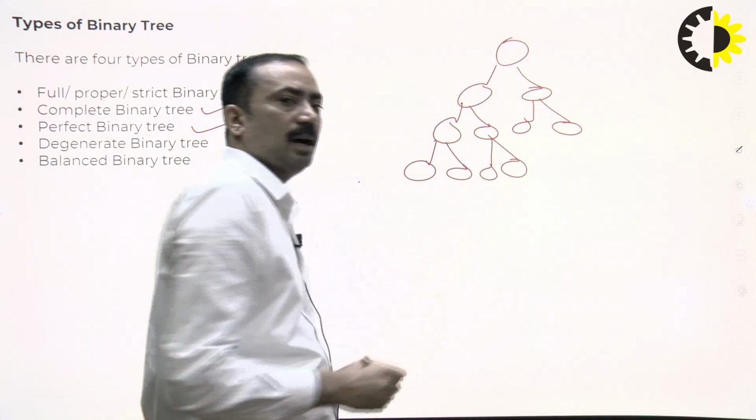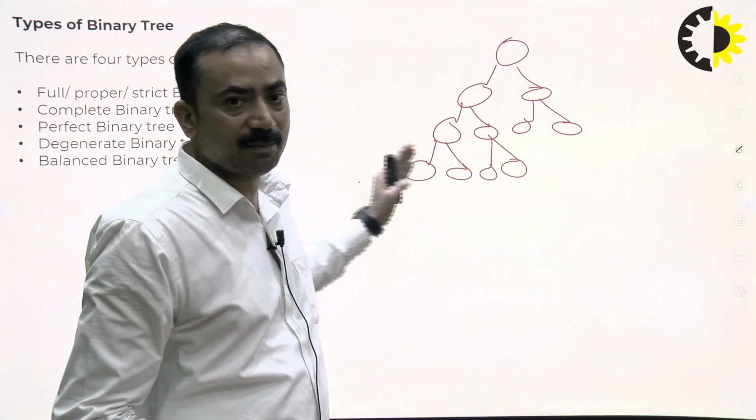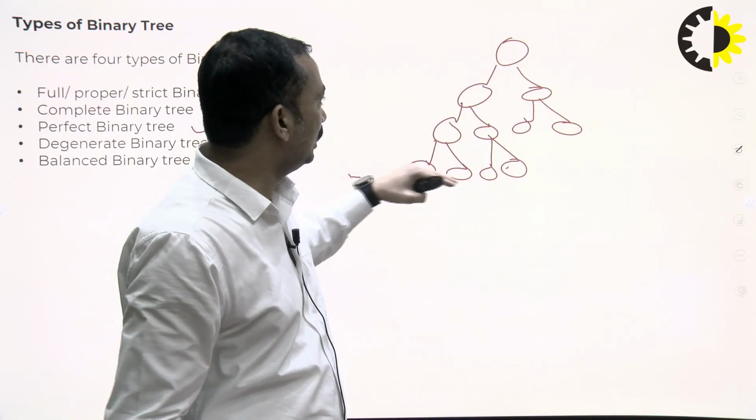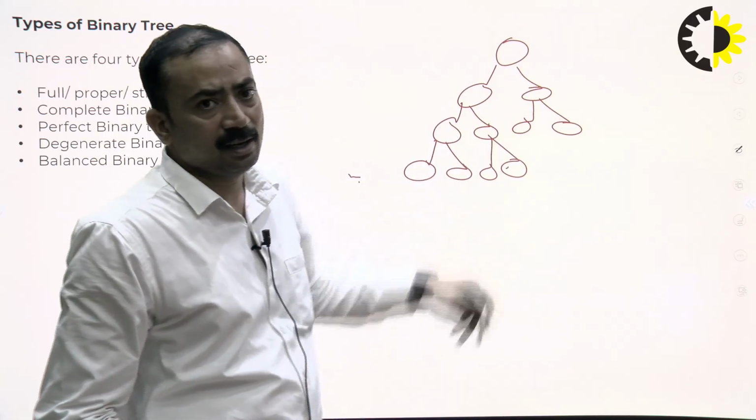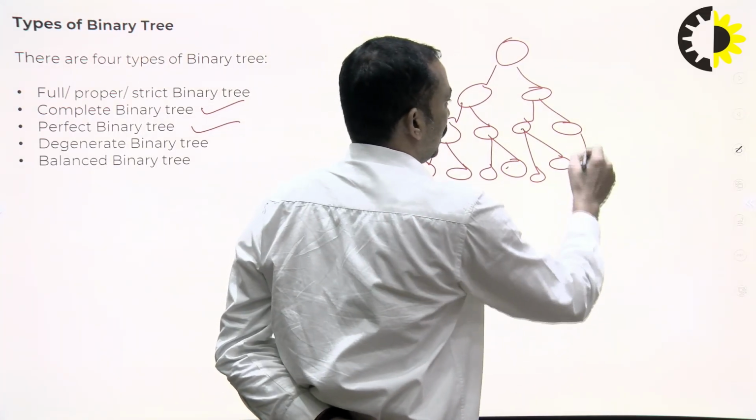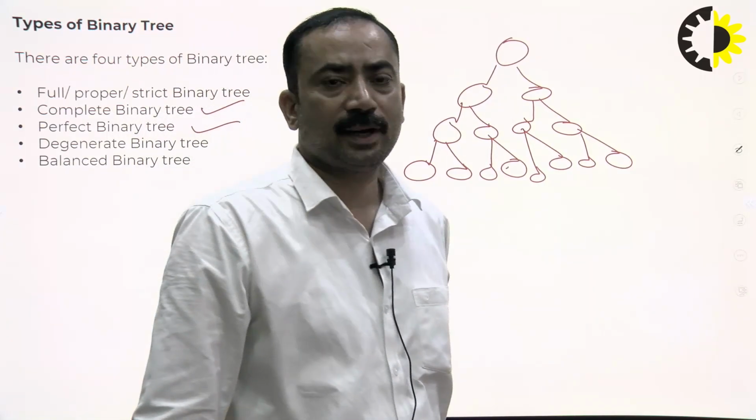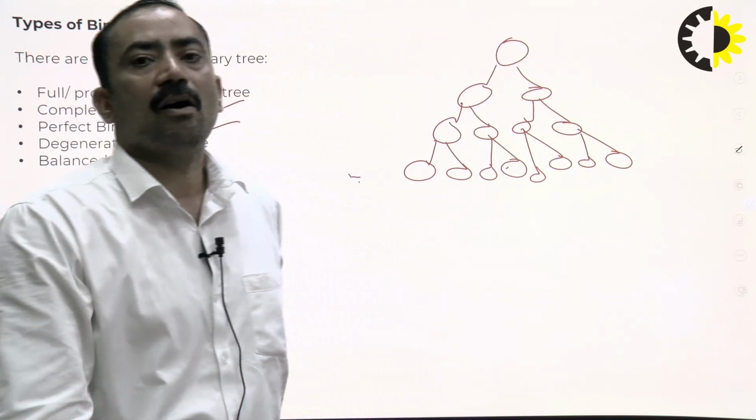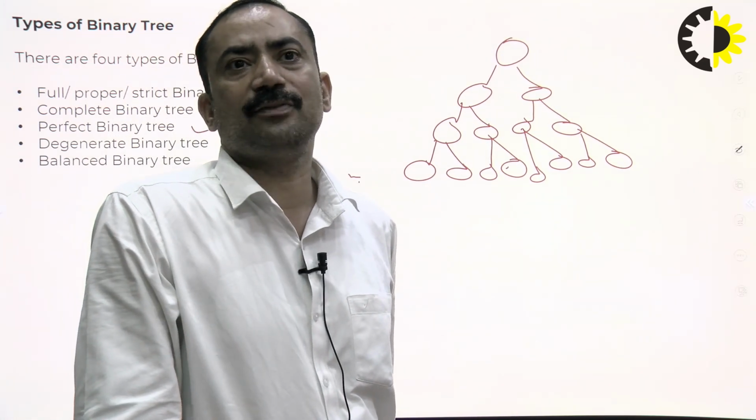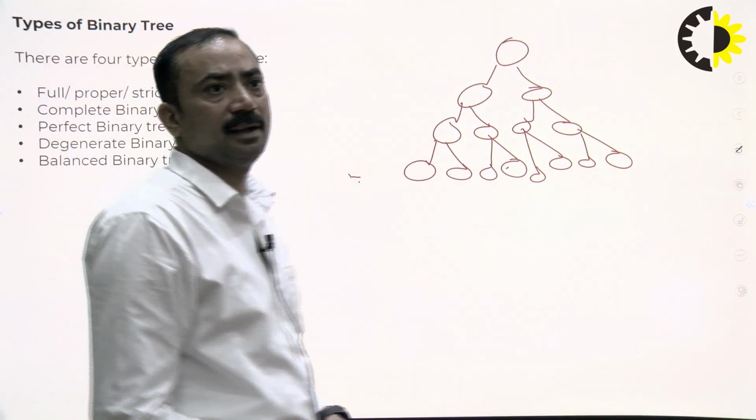This is not a perfect binary tree because these nodes are not at the same level. These four leaves are at this level and these two are at a different level. So this is not a perfect binary tree. In a perfect binary tree, all the internal nodes have two children and all the leaf nodes are at the same level. So this is an example of a perfect binary tree.